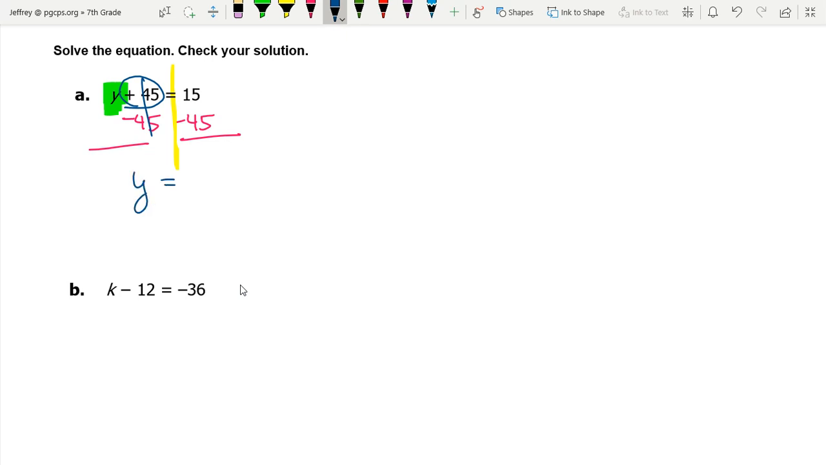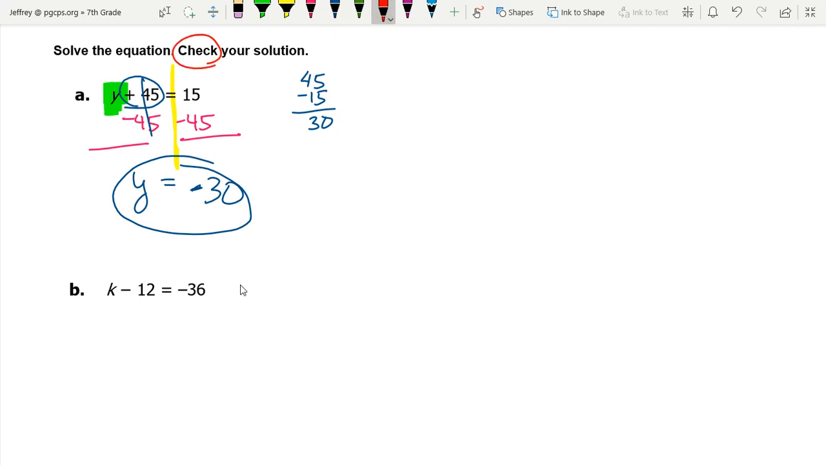Now, 15 minus 45. Let's apply the rules of adding or subtracting integers. The signs are different. One's a positive, one's a negative. That means what would we do with the magnitude? Exactly, we're going to subtract the larger magnitude, so 45 minus 15 gives us 30. Now, is our answer a positive or a negative? The answer is a negative because negative 45 has a bigger magnitude, so the sign is negative. You copy the sign of the bigger magnitude. So that is our solution.